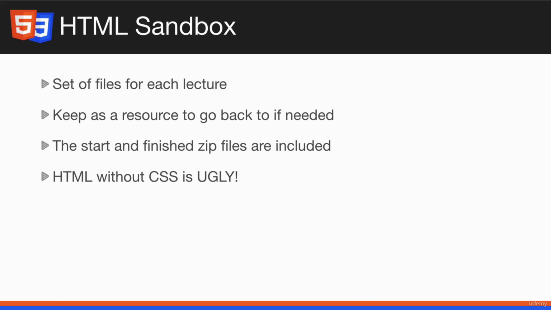So the way this is going to work is for every section we'll be creating a new file in a folder called HTML Sandbox, and I want you guys to have this as a reference to go back to if needed. And we're going to target specific tags and concepts in each file. Okay, so we'll have a forms and input file. We'll have a file for tables and lists and paragraphs and headings, things like that.